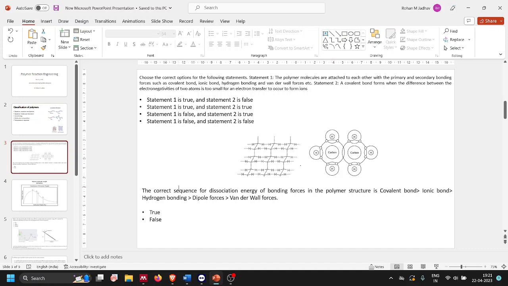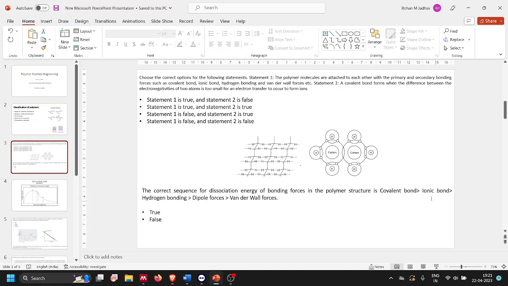Next question we have: the correct sequence for dissociation energy of bonding forces in polymer structure is covalent bond, ionic bond, hydrogen bond, and dipole forces and van der Waals forces. As you can see, the main polymer structure's backbone is formed with covalent bond. So that's why the dissociation energy of the covalent bond will be the highest.